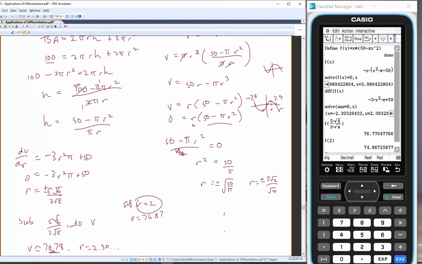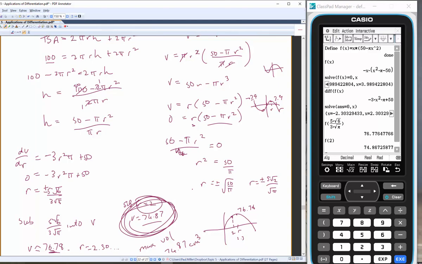So if we look at this part of the graph in a little bit more detail, the maximum occurs at 2.3 to give us 76.78, but they're saying that I'm only allowed to use a maximum radius of 2, which gives 74.87. So this is our maximum volume. So max vol is 74.87, and it will be centimeters cubed.